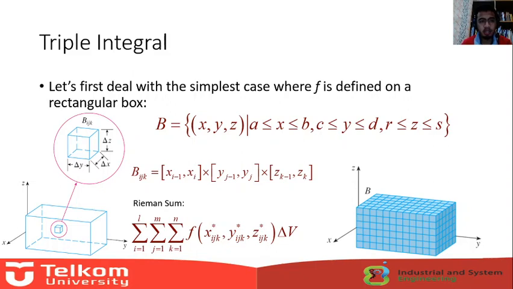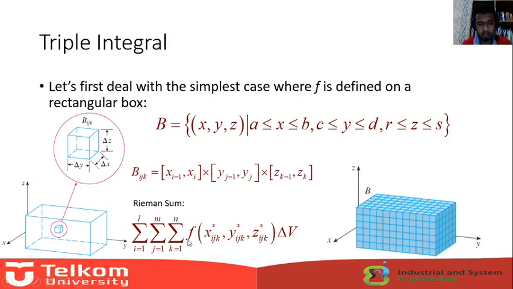So the triple integral using the rectangular. What is the meaning of rectangular? It means the boundaries of the x-axis, y-axis, and also z-axis should be defined, so they should be constants or numbers. As mentioned here, x is from x1 until x2, y is from y1 until y2, and z is from z1 until z2. So the rectangular means this one, where the boundaries are defined as constants or numbers.